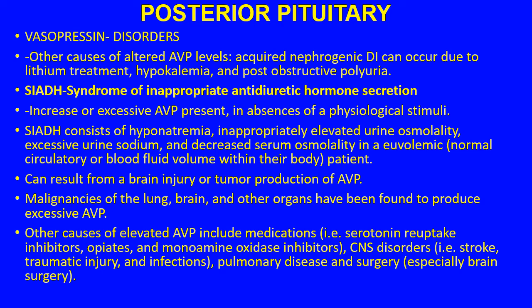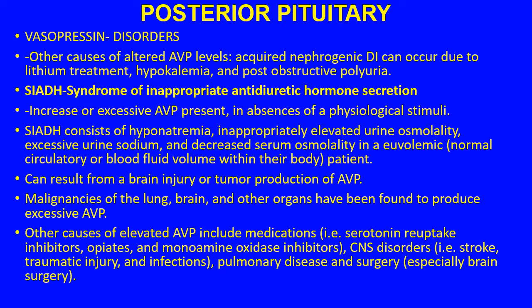Now, what can cause this? One, brain injury or a tumor producing AVP. It is one of the cardinal signals for lung cancer that the person has SIADH. In other words, a lot of the lung cancers will start kicking out AVP uncontrollably. So malignancies of the lung, brain, and other organs have been found to produce excessive AVP.